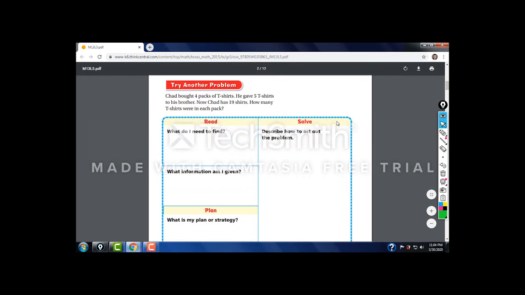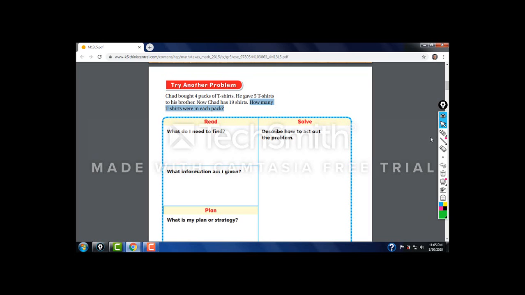Okay, let me get this set. So, again, Chad bought 4 packs of t-shirts. He gave 5 t-shirts to his brother. Now, Chad has 19 shirts. How many t-shirts were in each pack? All right. What do I need to find out? How many t-shirts were in each pack?